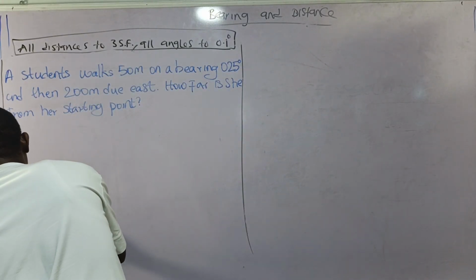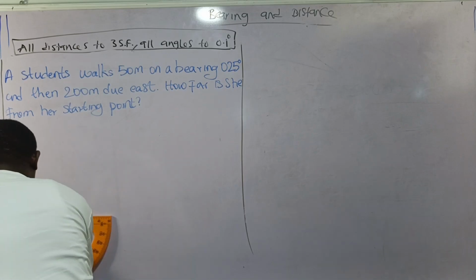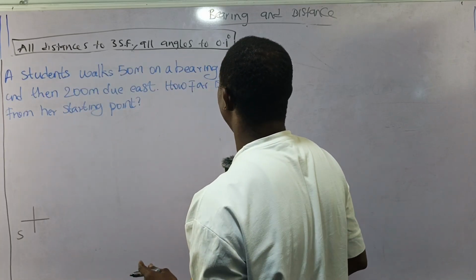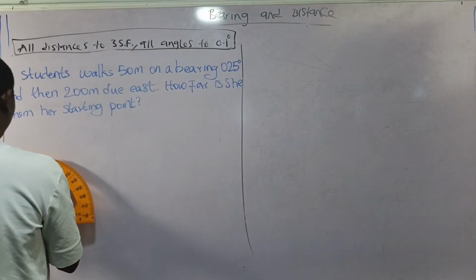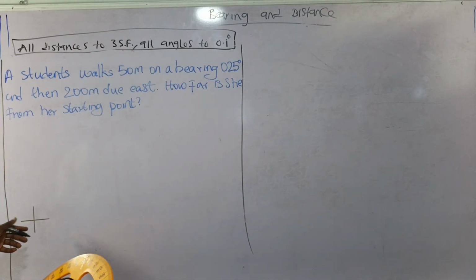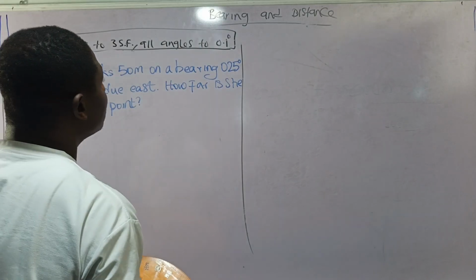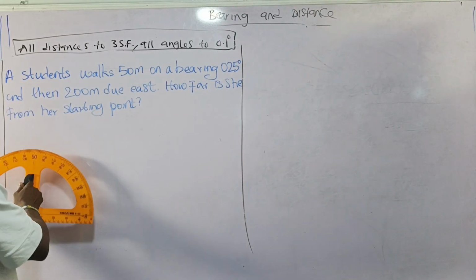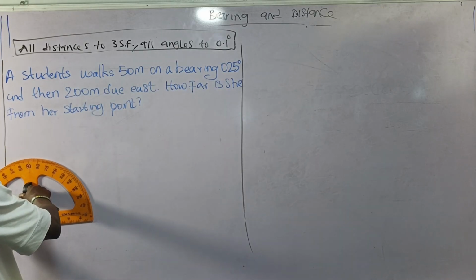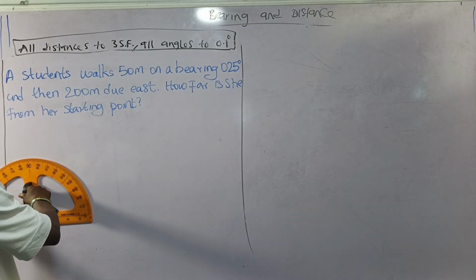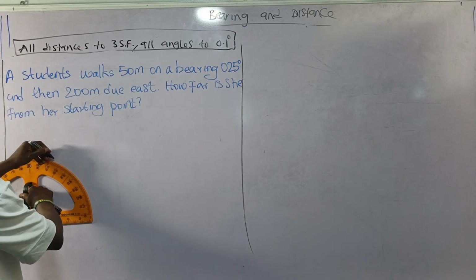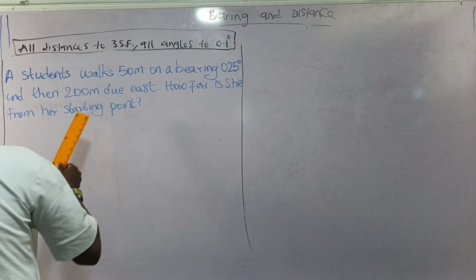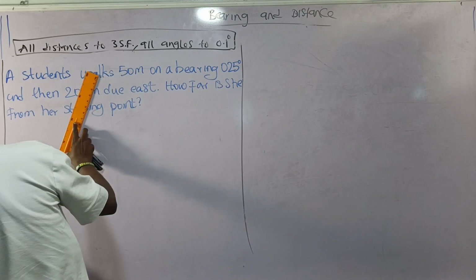So let's say we have this as the starting point of the student, and the bearing is 25 degree from the north, 25 degree. So from the north, 25 degree is same as saying 90 minus 25, which gives you 65. So this is then 25 degree. So let's rule.